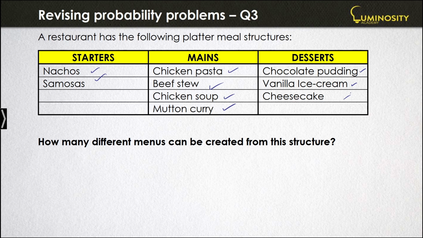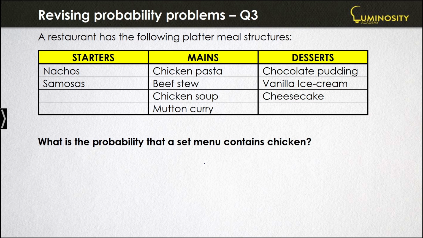This is a classical counting problem. So, by the fundamental counting principle, we have 2 options for the starters, 4 options for the mains, and 3 options for the desserts. So the total number of ways is going to be the product of those. That's going to give us 24 different menus that we can choose from this structure.